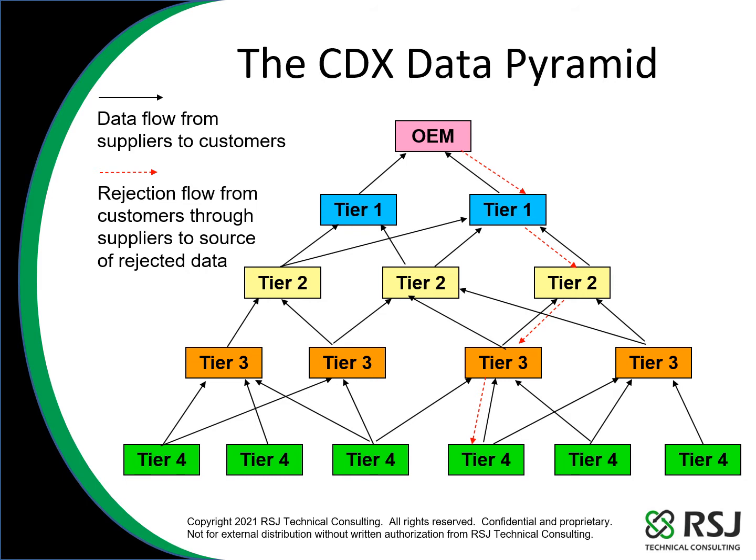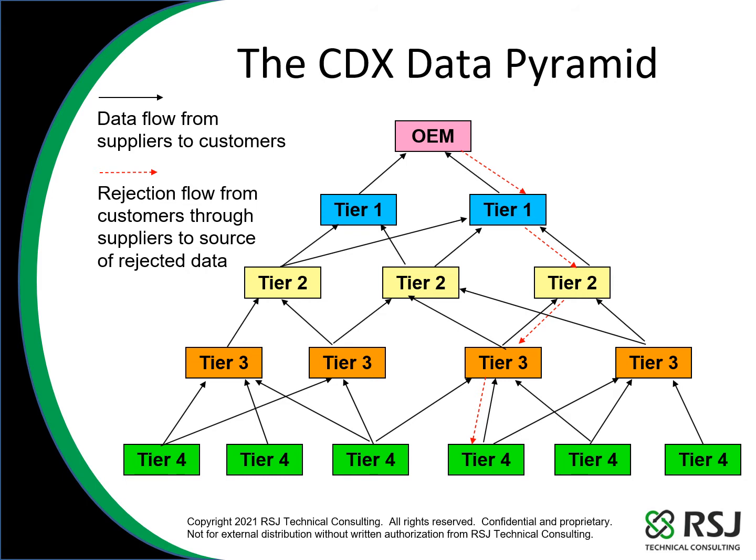It is possible for data to flow all the way along the supply chain from the lowest tier to the OEM and have the OEM reject the data for some reason. And it'll flow all the way back down the supply chain until it reaches the company that originated that data, and they have to deal with fixing it.